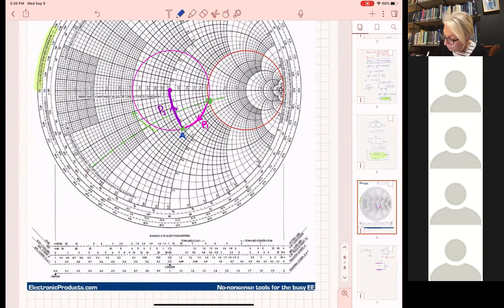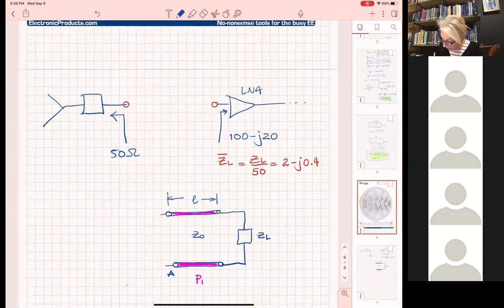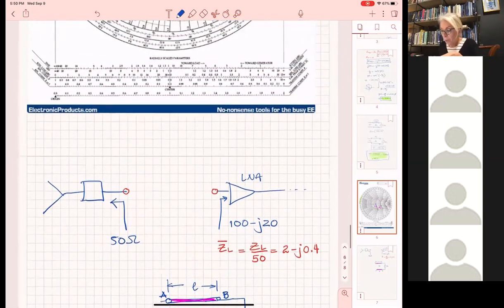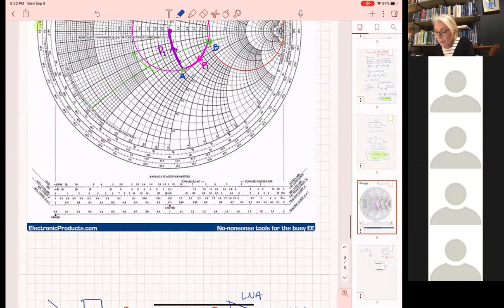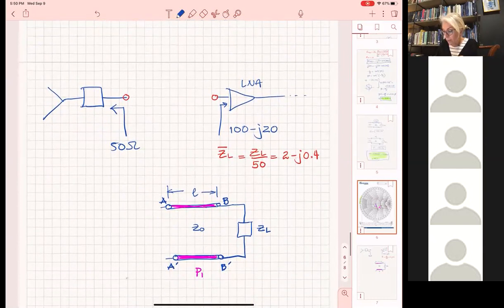Point B, we don't have too much space. That's why I erased ZL. So point B is right at the load here. All right, as a matter of fact, what you're going to have on a 2-line configuration is this one. That's what we normally have. So at point B, we have ZL. At point A, we have arrived at the end of the transmission line.